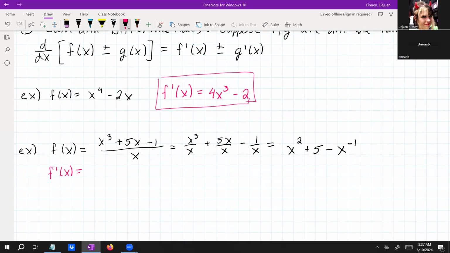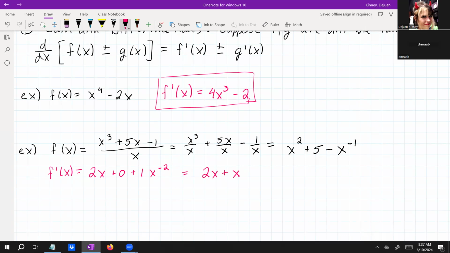All right, derivative of x squared. I bring my 2 out in front, 2x. Derivative of 5 is 0. We haven't used the constant rule, but don't forget that. Derivative of negative x to the negative first. So negative times negative 1 gives me positive 1 x to the negative 2. That looks really gross. I don't like that. Clean it up a little bit.